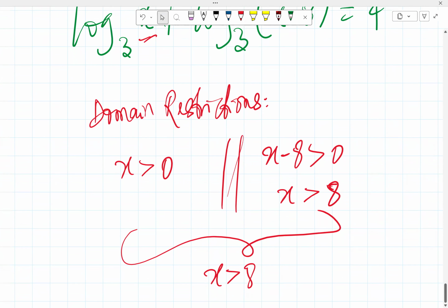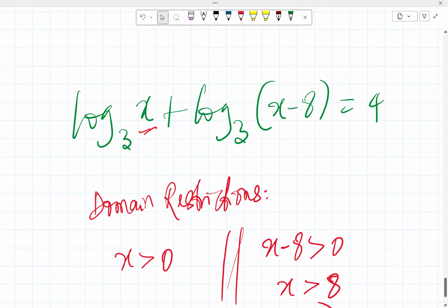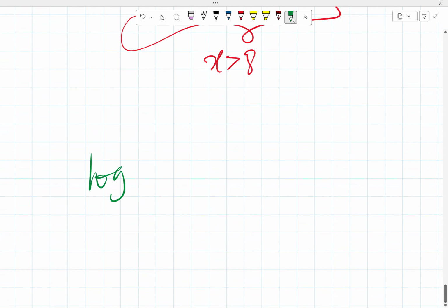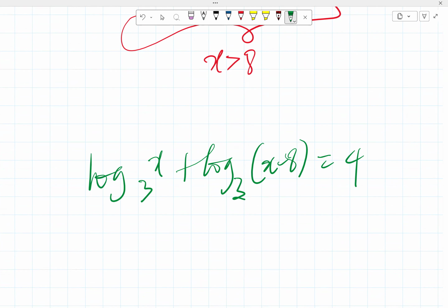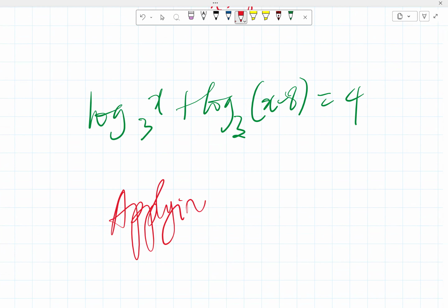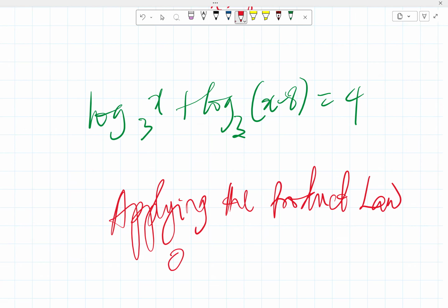Then we can go ahead and solve, right? So we can apply logarithm laws. We have log x to base 3 plus log x minus 8 to base 3 equals 4. And then applying the laws of logarithm, applying the product law of logarithm, for instance.